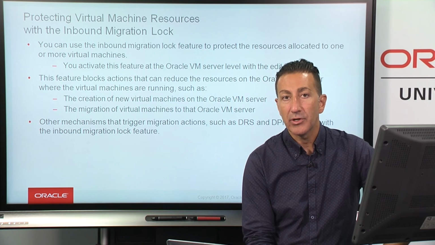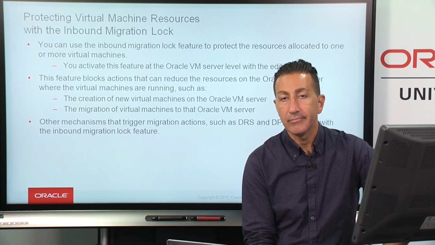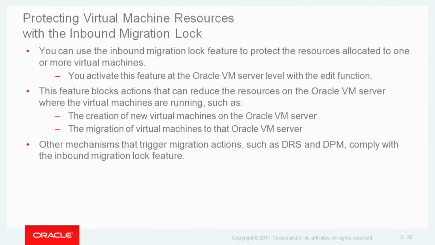You have the option to avoid this with the inbound migration log, to avoid migrating VMs to this server, which is specifically designed or implemented for specific VMs, right? So you can use this inbound migration log feature to protect the resources allocated to one or more virtual machines that are running in an existing server that you want to use to host other VMs. So you activate this feature at the VM server level with the edit function.